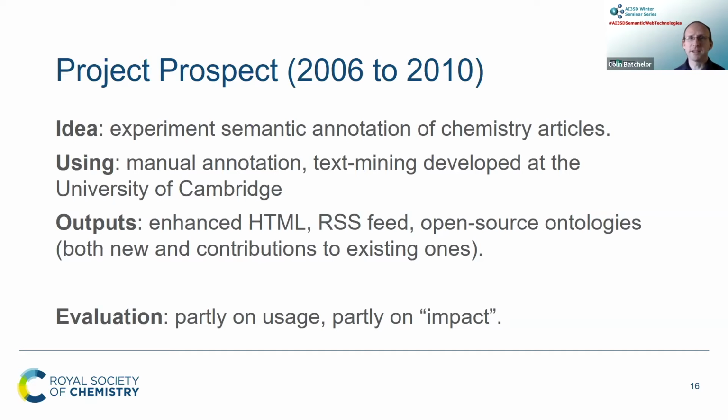The outputs from this were enhanced HTML. This was where entities in the HTML were highlighted if they were particularly thought to be of interest or in need of a definition. RSS feeds, because this was 2006, and also new ontologies, which I'll come to, and contributions to existing ontologies, such as the gene ontology. And how did we evaluate this?